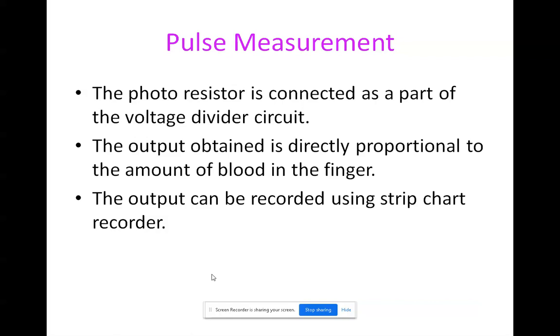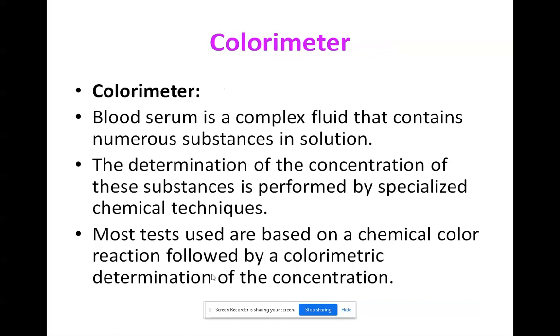Both methods are the same. The only difference is that in the transmittance method you get direct light from the finger falling on the photoresistor, but here you get the reflected light from the skin and tissue. That's the difference. Other than that, they are the same.